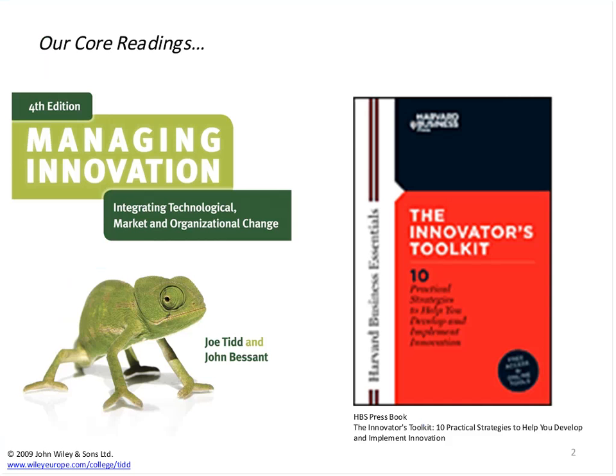In this course, we are going to use two books. The first one is Managing Innovation: Integrating Technological, Market, and Organizational Change. This book is written by Joe Tidd and John Bessant. And the second book is from Harvard Business School Press. It's The Innovator's Toolkit: 10 Practical Strategies to Help You Develop and Implement Innovation. These two books form our core readings. One is more theoretical, the other one is more practical, and I hope you find them useful.